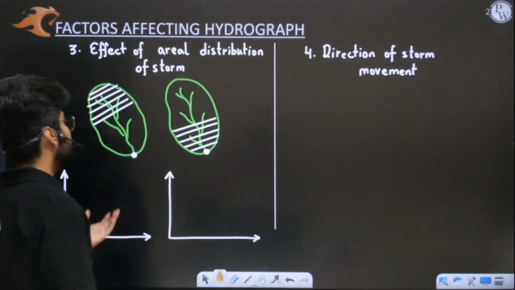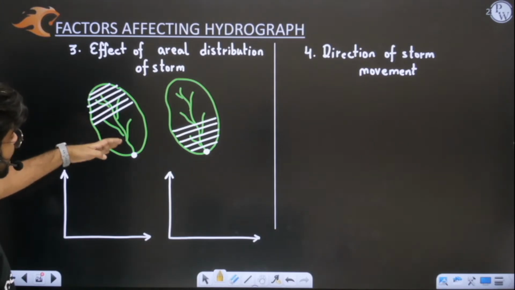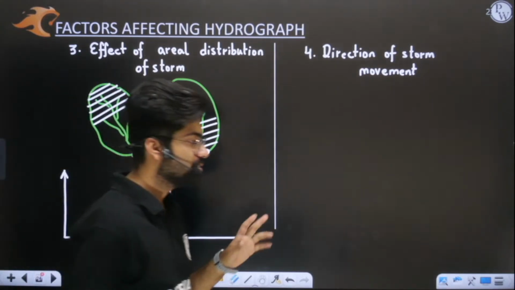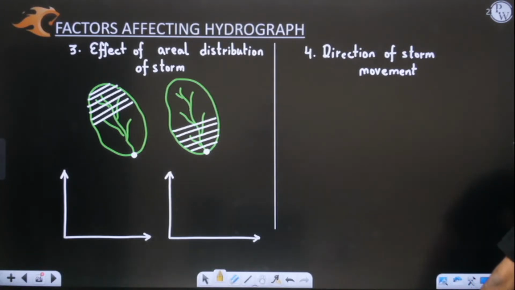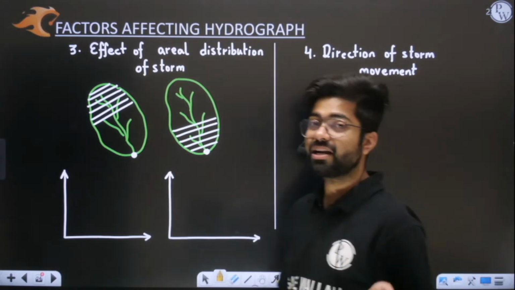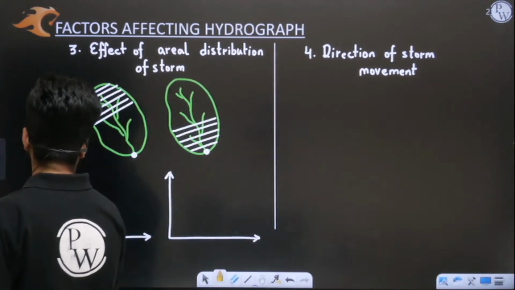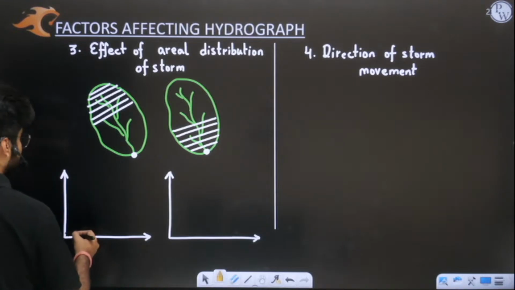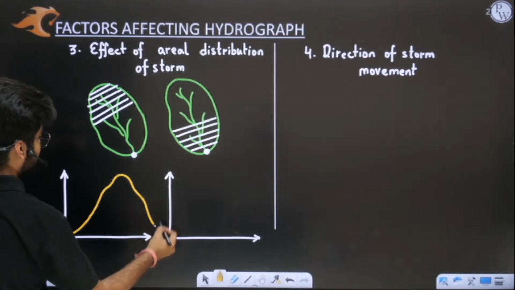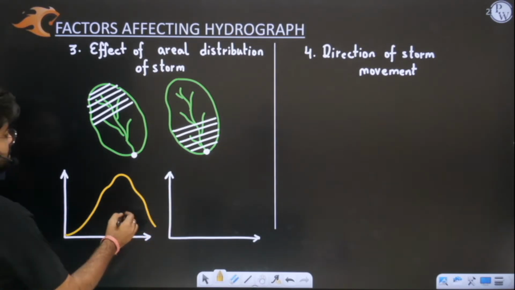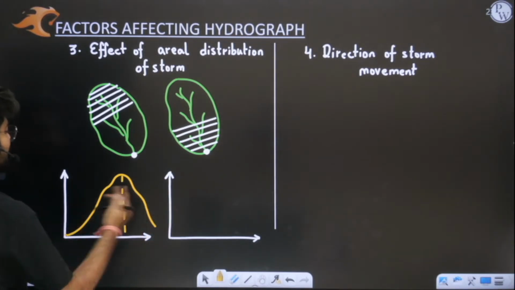For the first case, I will see, sir, water will take too much time to reach the outlet. Yes or no? So when it takes time, obviously I will see that in that case the peak will be delayed like this. Peak is coming, but later.